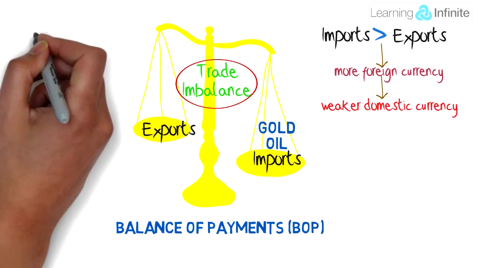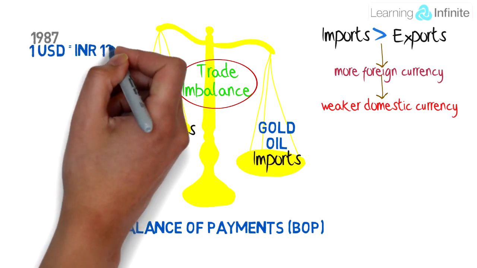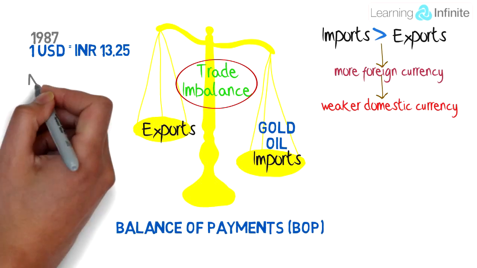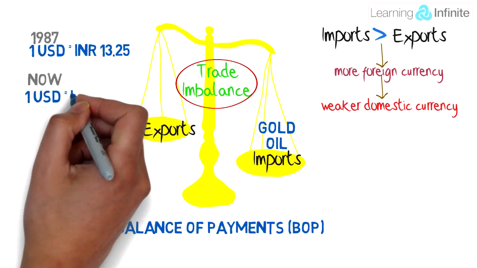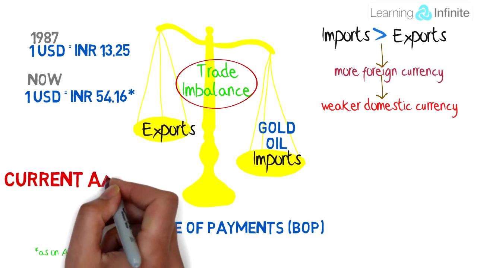So, for example, in 1987, $1 was equal to approximately 13 rupees. Today, it is equal to almost 54 rupees, largely due to our trade imbalance. Another factor impacting exchange rates is the current account deficit.